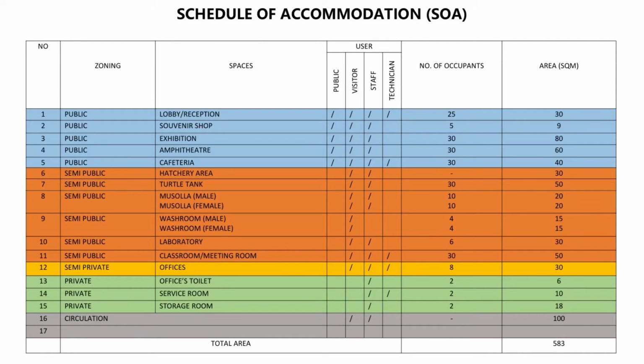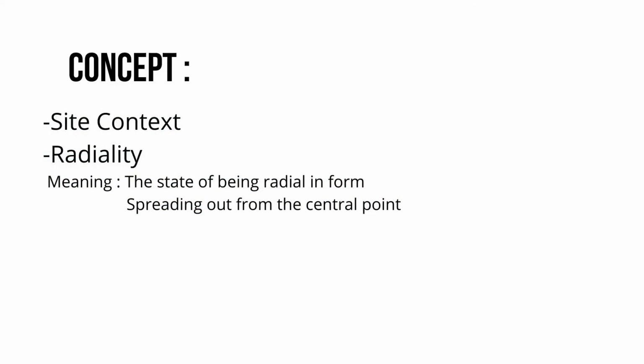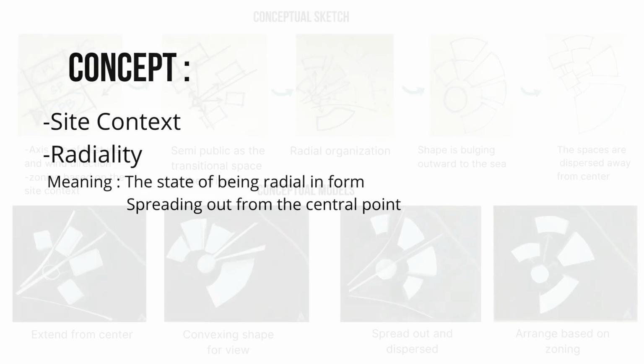This is the SOA of the proposed rehabilitation center with 583 meters squared. I've divided my zoning to public, semi-public, semi-private and private by user-oriented zoning. The visitor here is referred to people that come for educational and research purpose. First of all, my design concept is derived from the site context. Second, I use radiality as the concept, and the design approach is to create the spaces projecting from center to outwards, especially to the sea view.